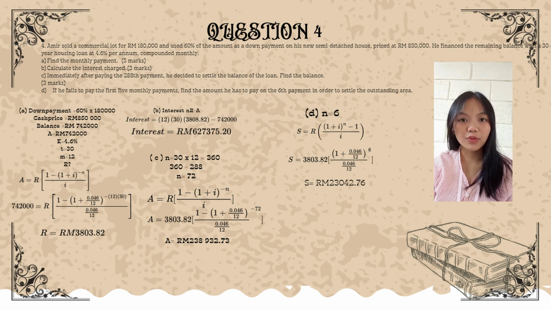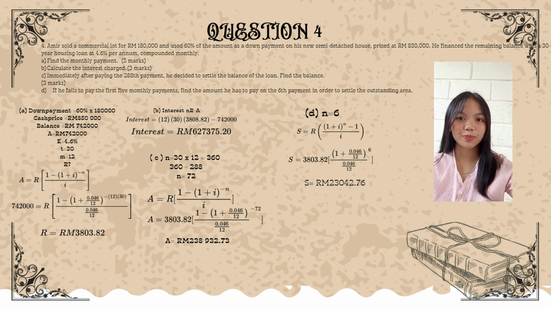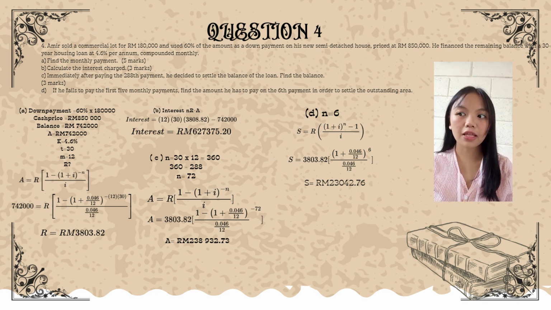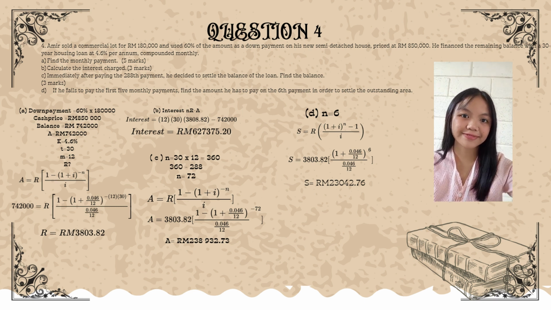So, the last question is question 4D. In this question, we will use the future value of an ordinary annuity formula to find out what a series of equal deposits will grow to. It calculates the final amount of 6 deposits of 3,802 ringgit 82 cents each. Then, the final answer will be 23,042 ringgit and 76 cents.